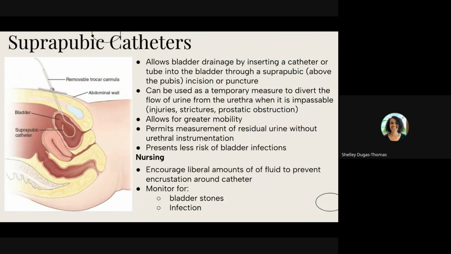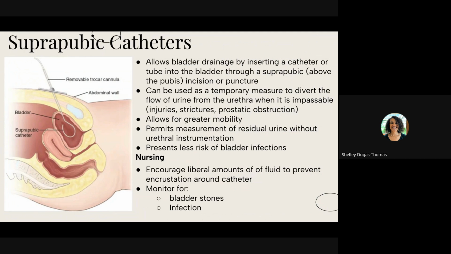Suprapubic catheterization allows bladder drainage by inserting a catheter or tube into the bladder above the pubis through an incision or puncture. The catheter or suprapubic drainage tube is then threaded into the bladder and secured with sutures or tape, and the area around the catheter is covered with a sterile dressing.